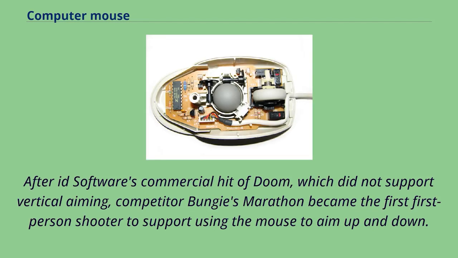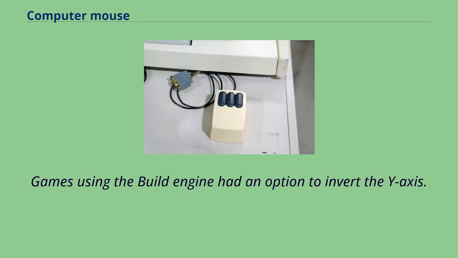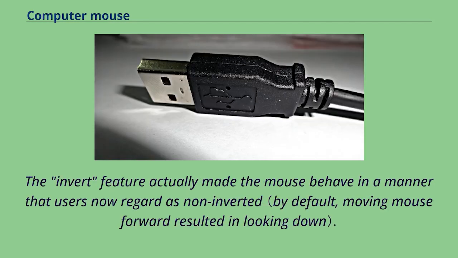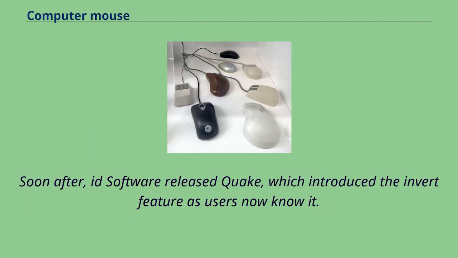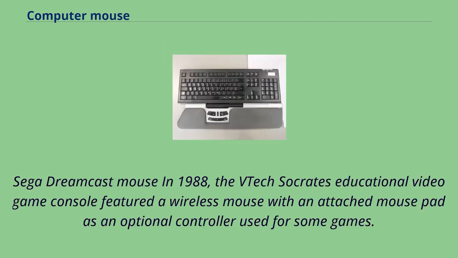After id Software's commercial hit of Doom, which did not support vertical aiming, competitor Bungie's Marathon became the first first-person shooter to support using the mouse to aim up and down. Games using the Build engine had an option to invert the Y-axis. The invert feature actually made the mouse behave in a manner that users now regard as non-inverted. Soon after, id Software released Quake, which introduced the invert feature as users now know it.